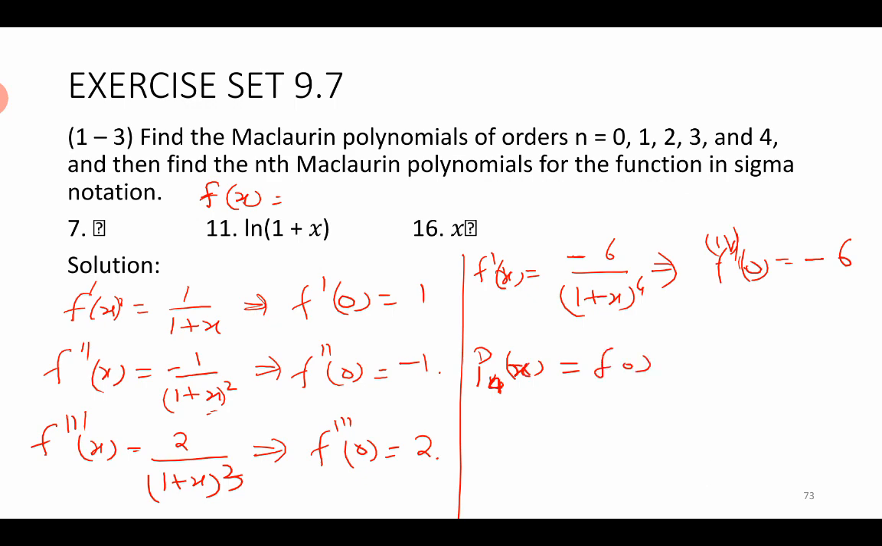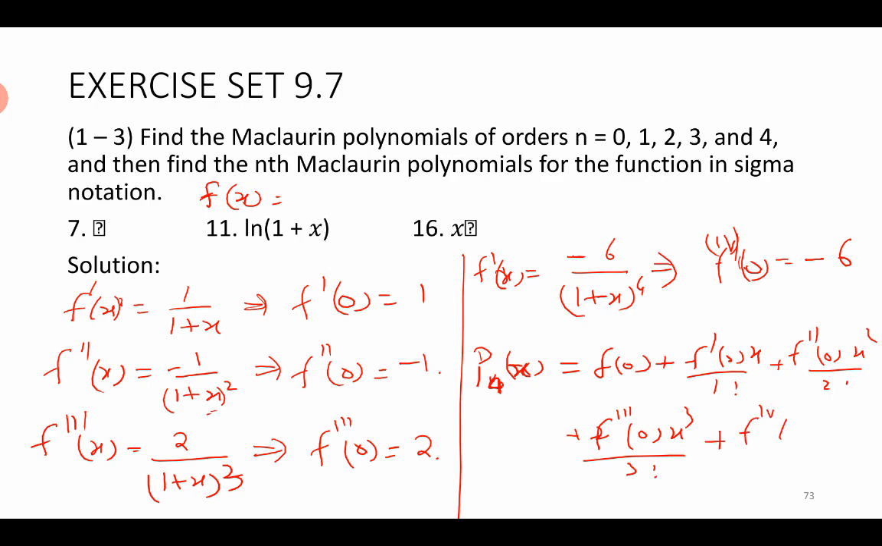f of 0 plus f dash of 0 into x over 1 factorial, plus f double dash of 0 x square over 2 factorial plus f triple dash of 0 x cube by 3 factorial, plus f fourth derivative of 0 x power 4 by 4 factorial. These are the 5 terms. I write the fourth order term, you will then write all other terms. What is P4 of x?